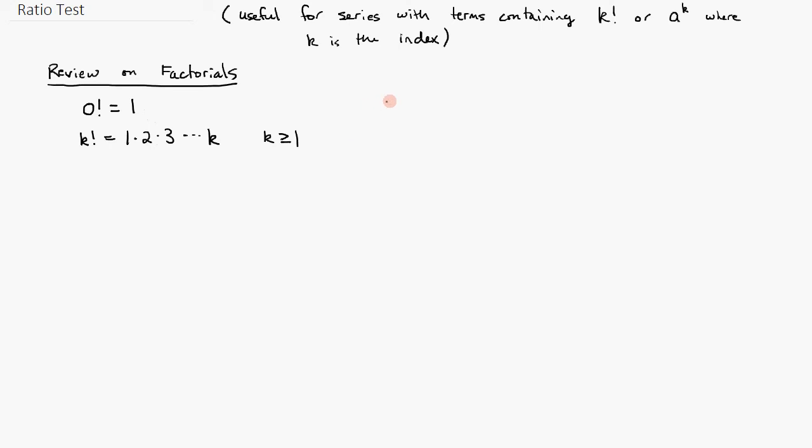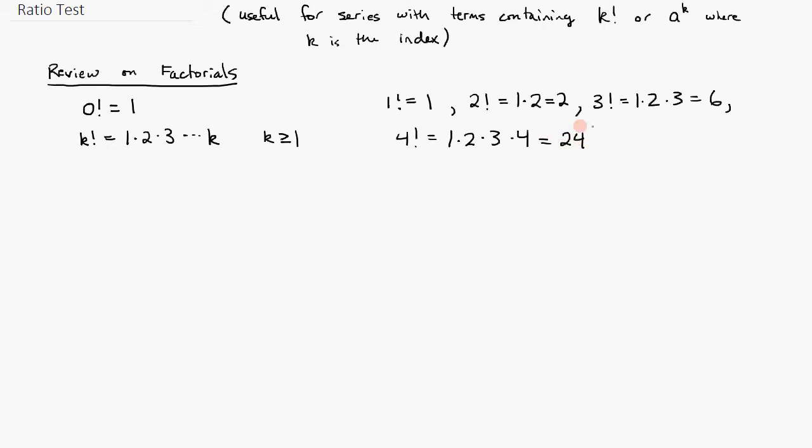So for example, 0 factorial we already have is equal to 1. Now if you start from 1 factorial, this would be equal to 1. 2 factorial would be 1 times 2, which is equal to 2. 3 factorial would be 1 times 2 times 3, which is equal to 6. And then 4 factorial would be 1 times 2 times 3 times 4, which is 6 times 4, which is 24, and so on.